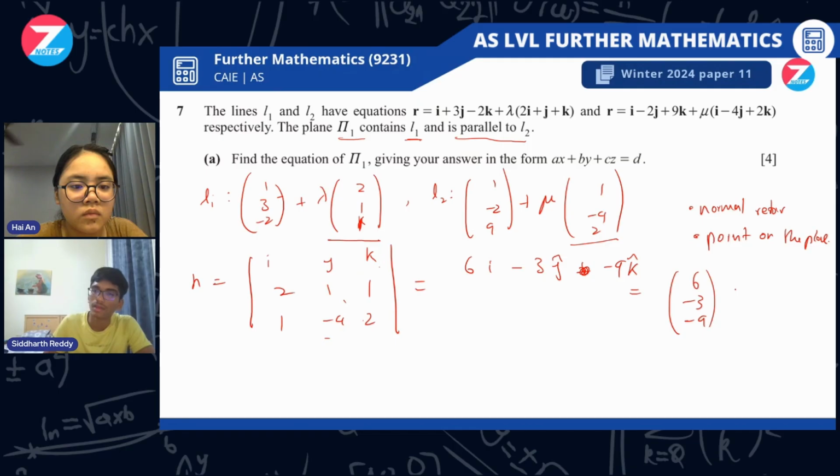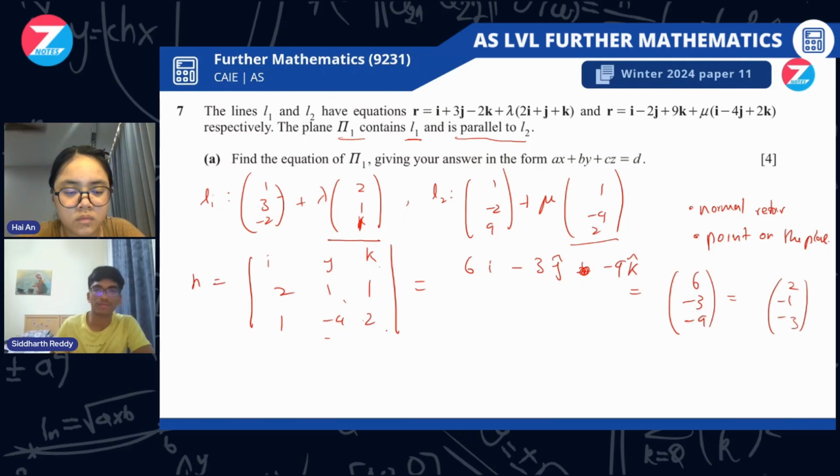Okay, and we can just simplify this. We'll remove the common factor. So dividing by 3 throughout, we get 3, minus 1. Oh, sorry, 6 divided by 3 is 2, not 3. So (2, minus 1, minus 3). So there's our normal vector.